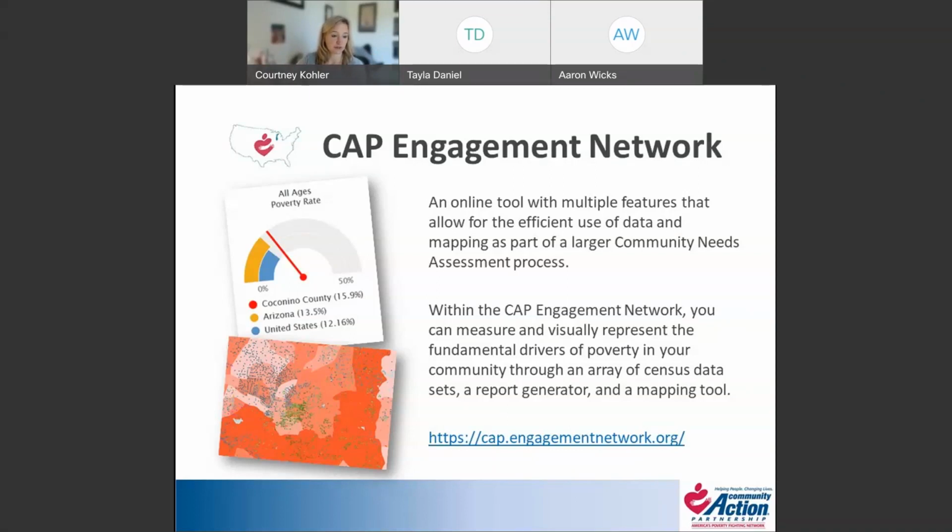So I encourage you to check that out. There are some pre-made maps if you don't know where to start. But then you can also get in there and just type in whatever data you might be looking for to map over your service area. You can layer multiple data elements. You do have to create a login. If you have any issues, you can email us.